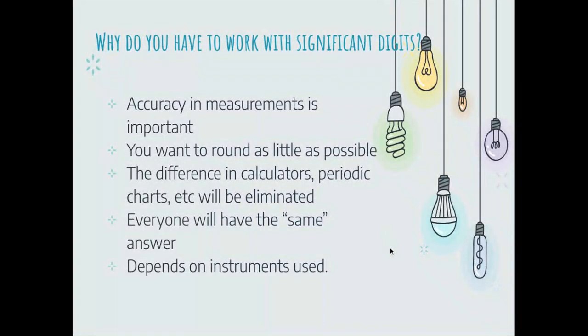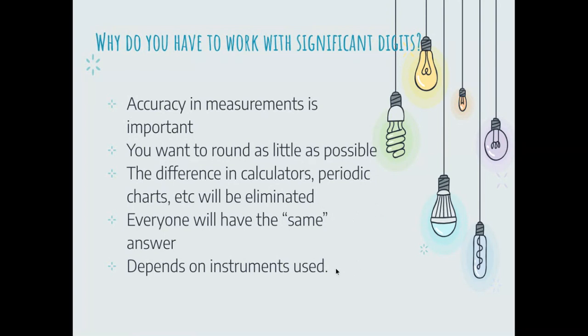Why do you have to work with significant digits? Because accuracy in measurements is important. You want to round as little as possible. Remember, when we round, 4 or below, leave it alone; 5 or above, give it a shove. The differences in calculators or periodic tables will be eliminated when we use significant digits, and that means everyone will end up with the same answer.